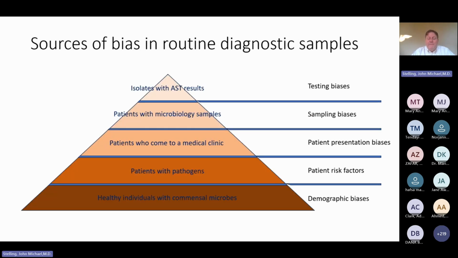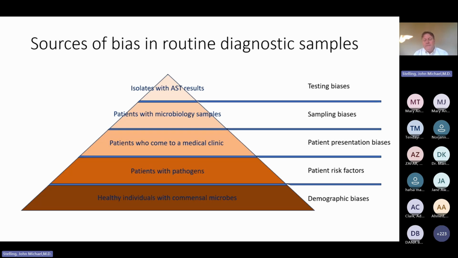Biases. Many of you have seen slides like this. At the very bottom, we have the general community, healthy individuals out in the community. They're not patients, they're not sick, but they do have commensal organisms, and I'll focus on E. coli because it is so common. But you do have demographic biases. You have urban populations, you have rural populations. You have rich areas and poor areas. You have the north of the country, the south of the country. So the commensal bacteria are going to reflect the population that you drew from.